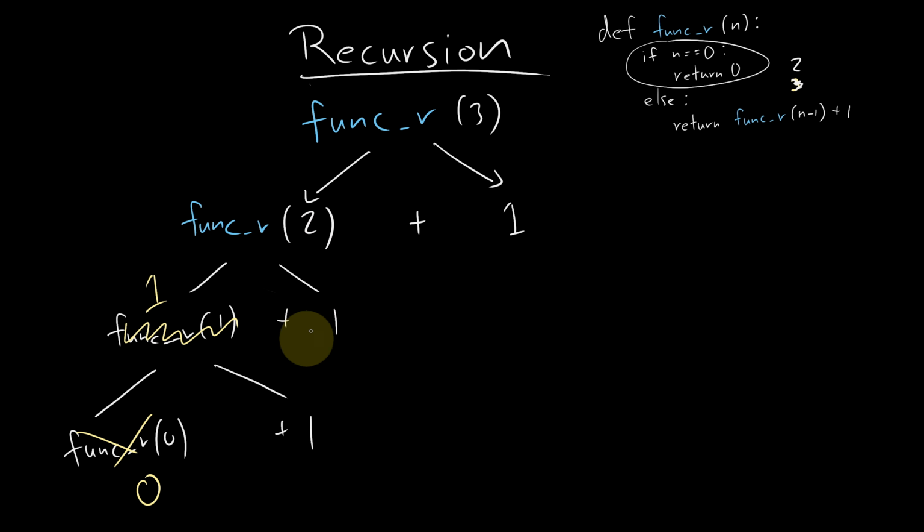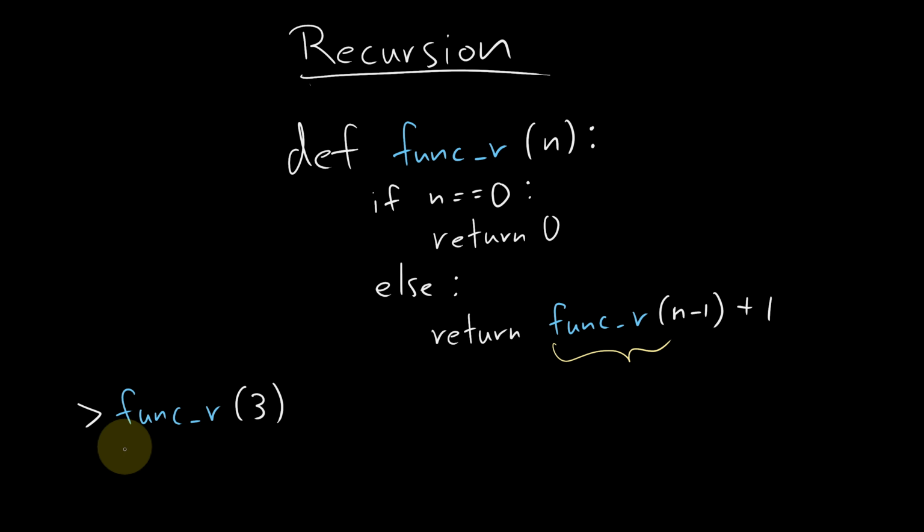So what's function R of 2? It's equivalent to this equation, so now this is 2. And then finally, function R with argument 3, we get 2 plus 1, so then this becomes 3. So if we go back, this will become 3. So that's what recursion is.